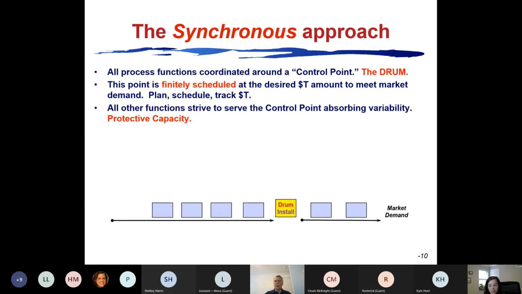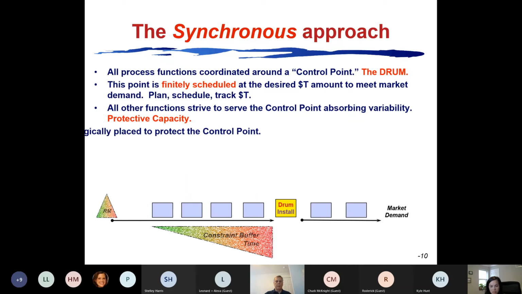Throughput is the measure of value added. And we set that throughput amount necessary to meet the market demand and also to meet your financial goals. Then we plan, schedule, and track using that metric every day. All other functions strive to serve the control point, absorbing variability, and they use an approach called protective capacity. We can tell you all about that if you're interested.